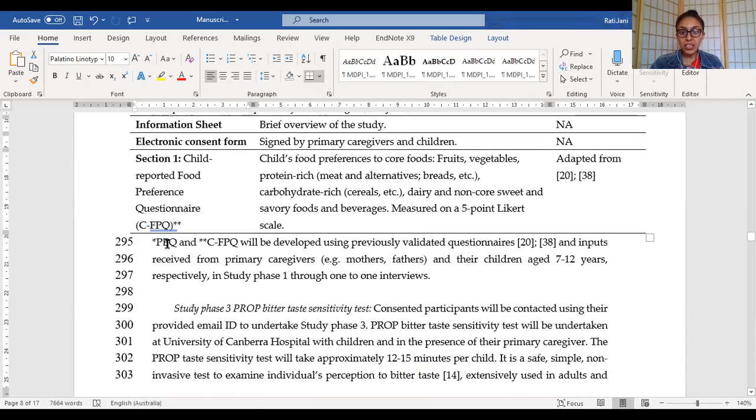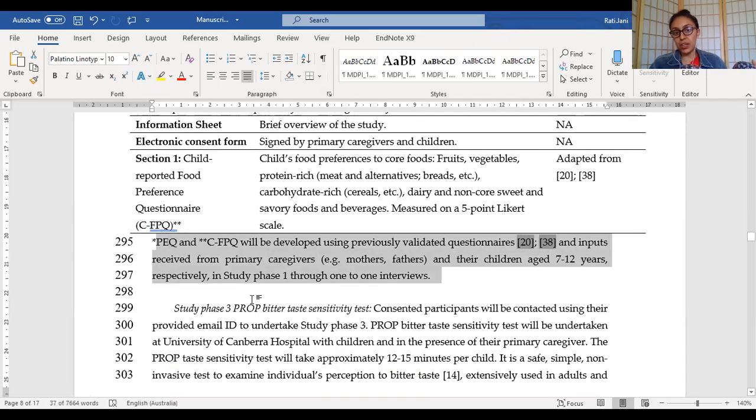And then I have footnotes wherever I have used abbreviations and so on and so forth. So this is something you can have in your appendix if you feel that your main text is becoming really big. All right, so I hope this is helpful, guys.